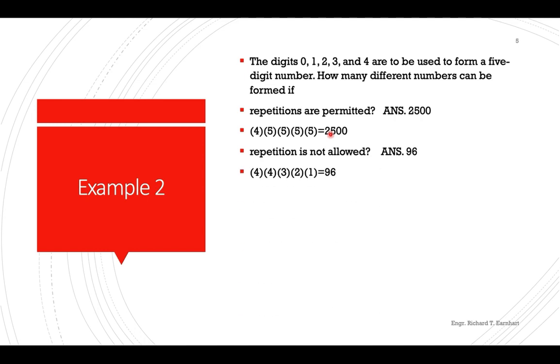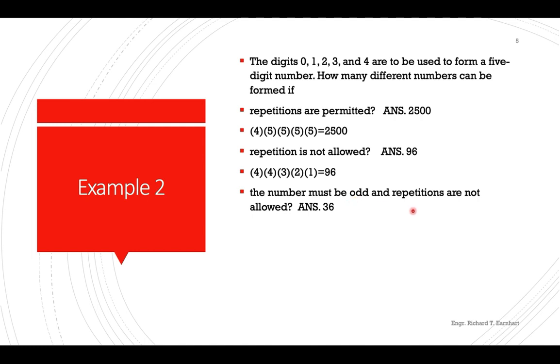When repetition is not allowed, again, for the first digit we have 4. Since repetition is not allowed, for the next digit it will be 4 minus 1, which is 3, and then it can now be 0, so we have plus 1, for a total of 4 possible choices for the second digit. Then minus 1, 3 digits, minus 1 again, so 2, and then minus 1, you have 1 choice for the last digit. Again, these are simultaneous events, so the total possible ways will be the product of these possibilities, which is 96.